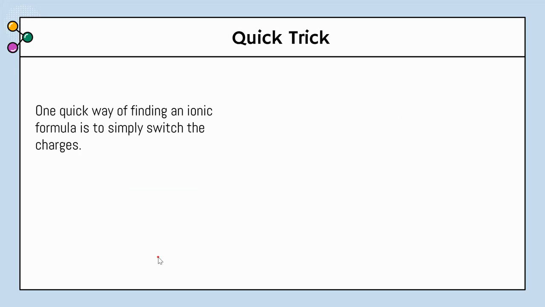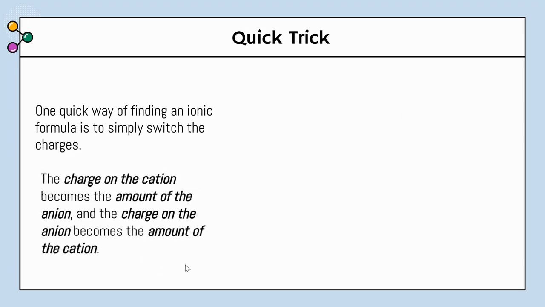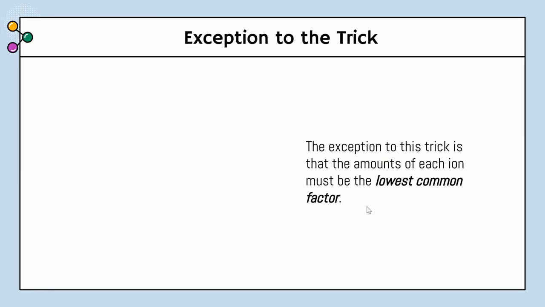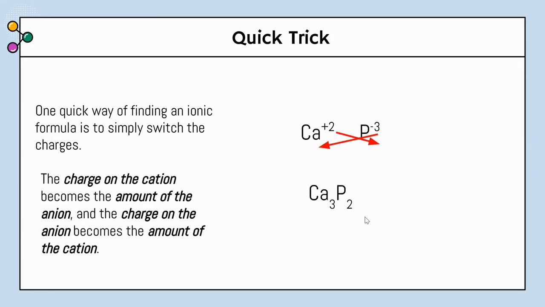-2. One quick trick we can do to figure out the formula for this is switch the charges. The charge on the cation becomes the amount of anion, and the charge on the anion becomes the amount of cation. Let's take calcium and phosphorus for a second. If we take the charge on calcium and use it to represent the amount of phosphorus, and the charge on phosphorus and use it to represent the amount of calcium, we get Ca3P2, and this works. This is the correct formula.